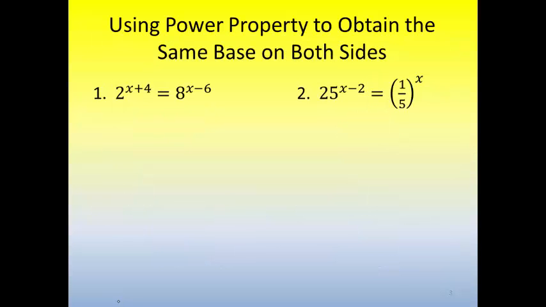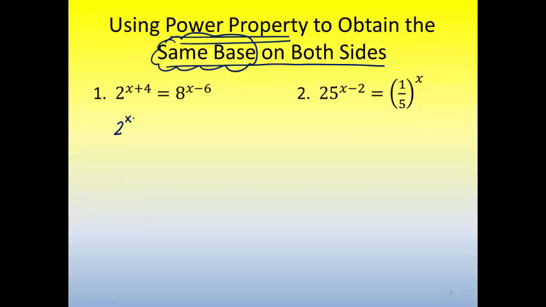Let's look at a different approach. This one is going to have me using the power property of exponents to obtain the same base on both sides. So that's our goal, is to get the same base. I know that 2 and 8 can be written using a base of 2. 2 is written as 2 to the x plus 4 power, but using the power property, I can write this as 2 cubed to the x minus 6 power. So 8 just got transformed to a base of 2.